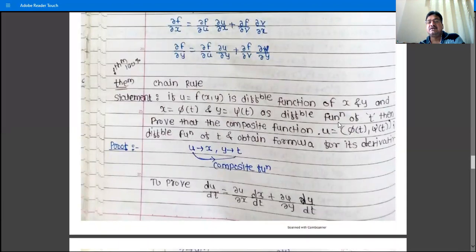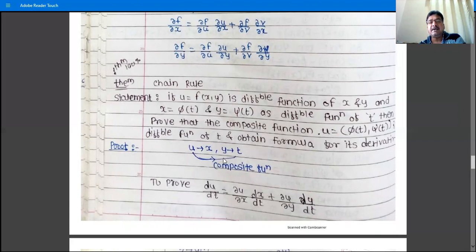As a differentiable function of t, prove that the composite function u, now u is the function of t, u is equal to phi t, psi t. u is what? F of x y. So f of phi t, psi t, where f is a differentiable function, is a differentiable function of t, and obtain the formula for its derivative. That is, find the derivative of u with respect to t. This is what we have to prove.